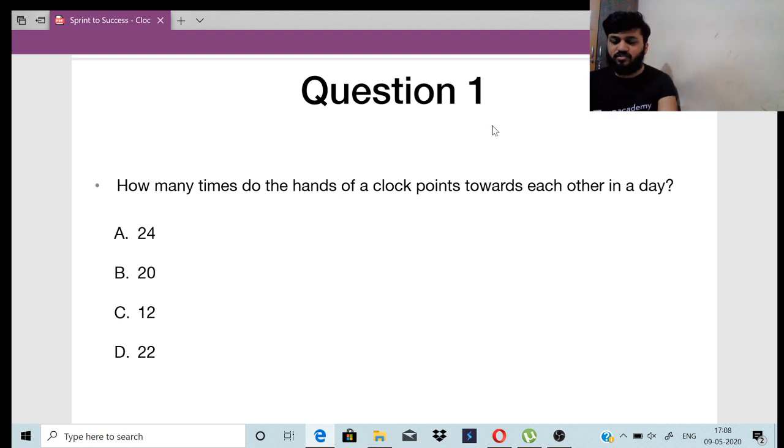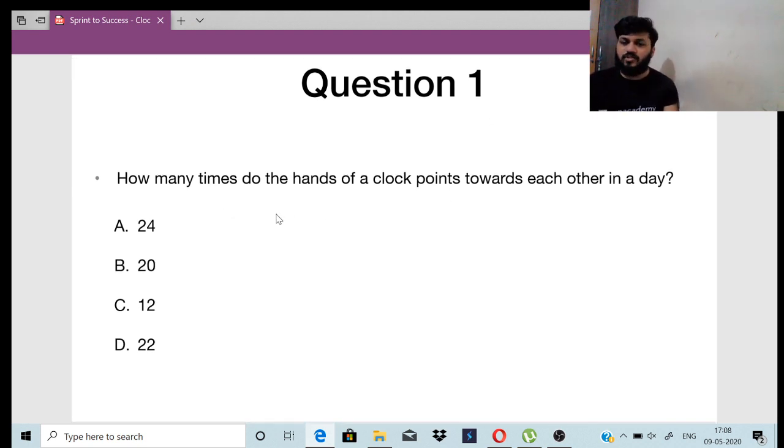So here is the first question of the class. How many times do the hands of a clock point towards each other in a day? Yes, I will tell you.